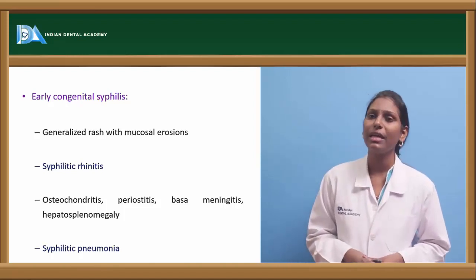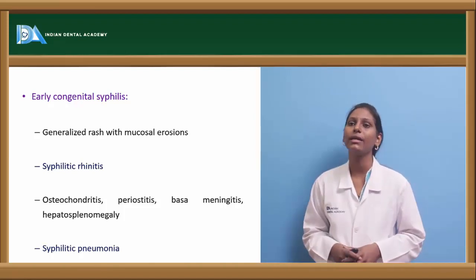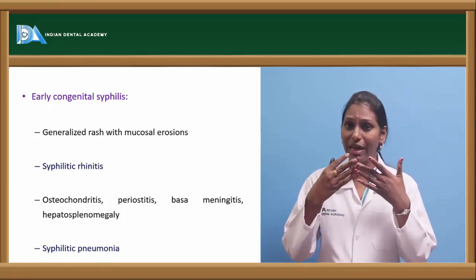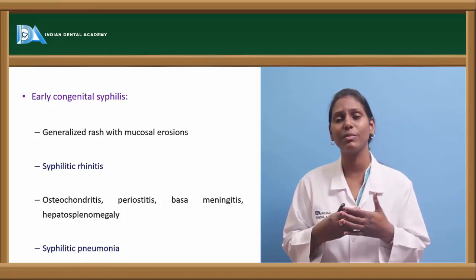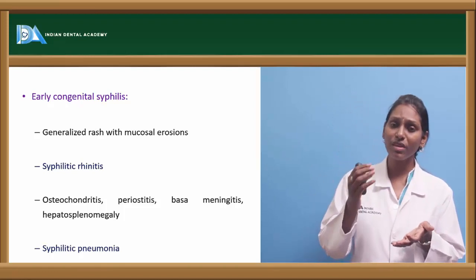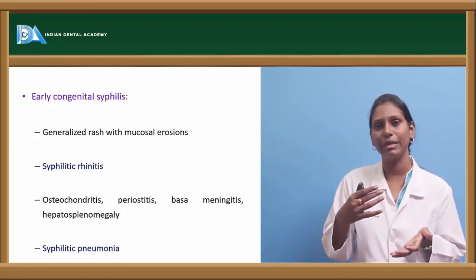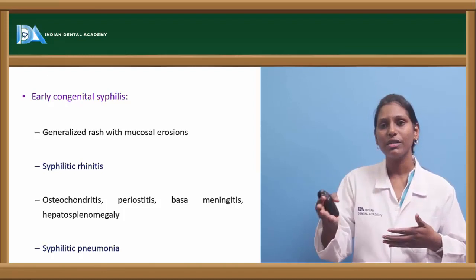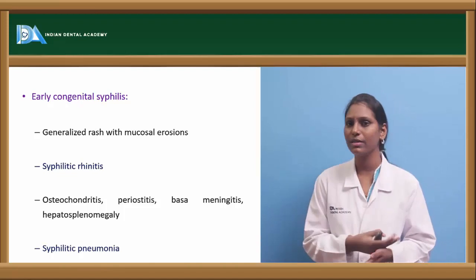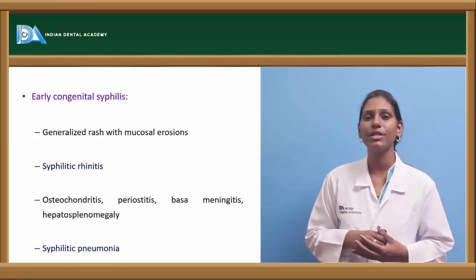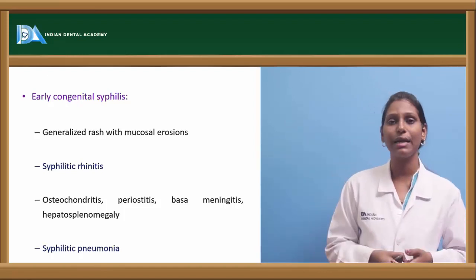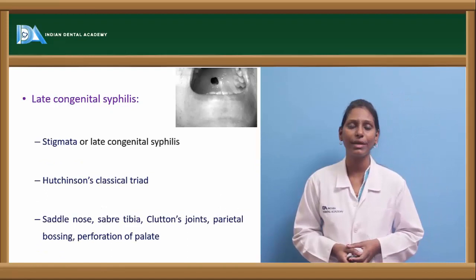Patients manifest with a generalized rash with mucosal erosions, and syphilitic rhinitis is a characteristic feature. In syphilitic rhinitis, what happens? The patient will have a continuous nasal discharge, and as the child is very small, there will be difficulty in suckling milk. It is again because of this syphilitic rhinitis. Other conditions include osteochondritis. Patients usually have fever, malaise, and other constitutional symptoms as usual. Along with it, patients have osteochondritis, basal meningitis, periostitis, hepatosplenomegaly, and syphilitic pneumonia is one other common condition.